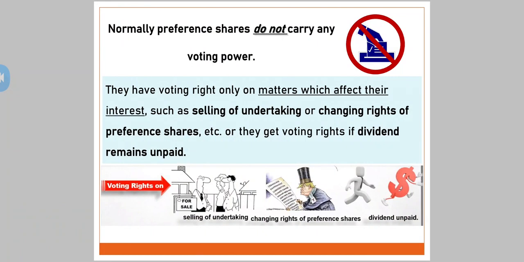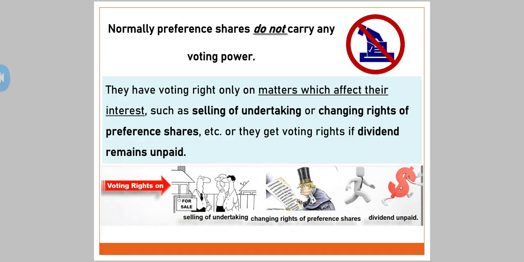Normally, preference shares do not carry any voting right. They have got no voting right. Now, when we say no voting right, that means as compared to the equity shareholders, who got the voting right in almost all the matters of the company. Why? Because they were the owners of the company. But now here, see, normally preference shareholders do not carry any voting right.